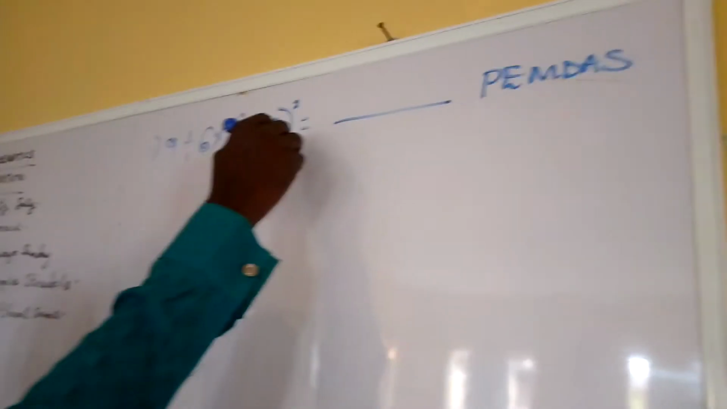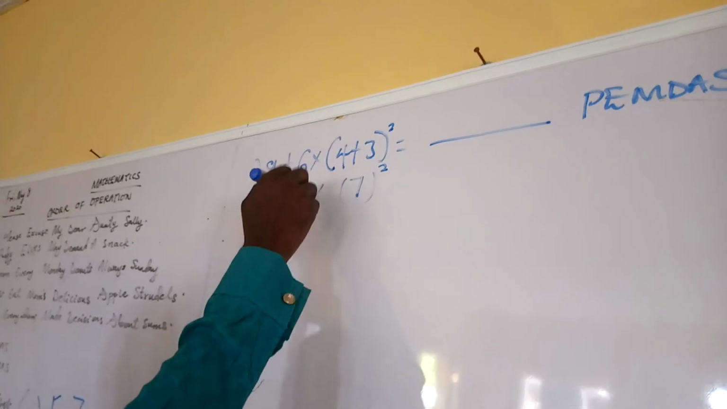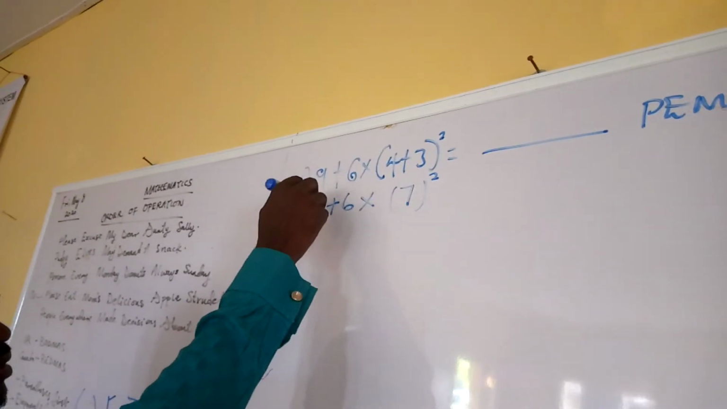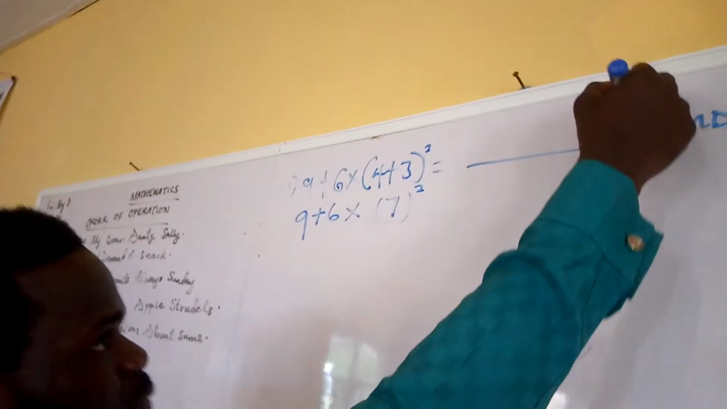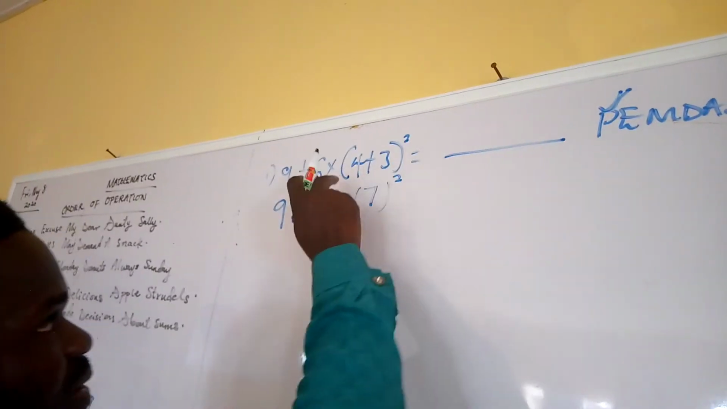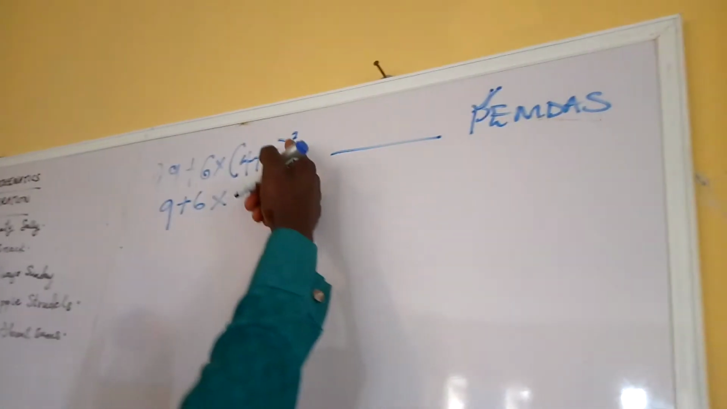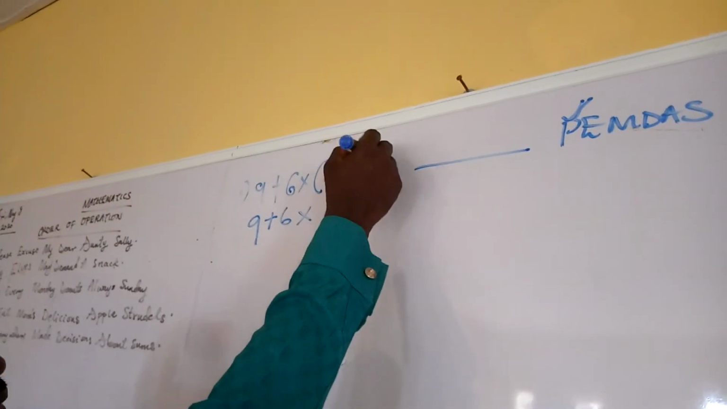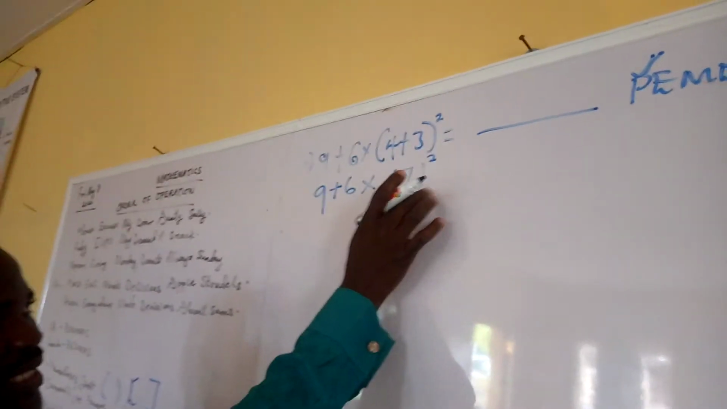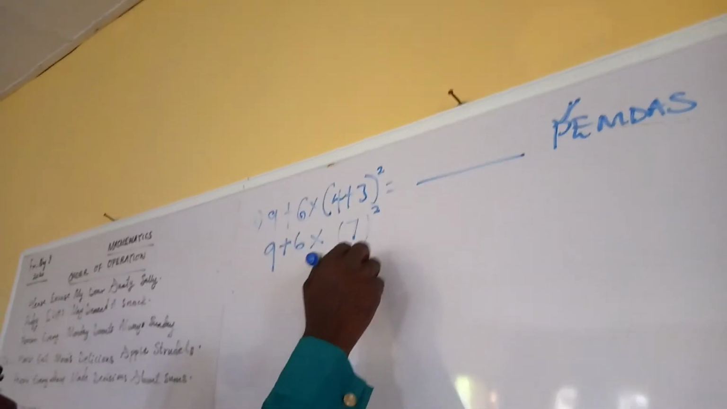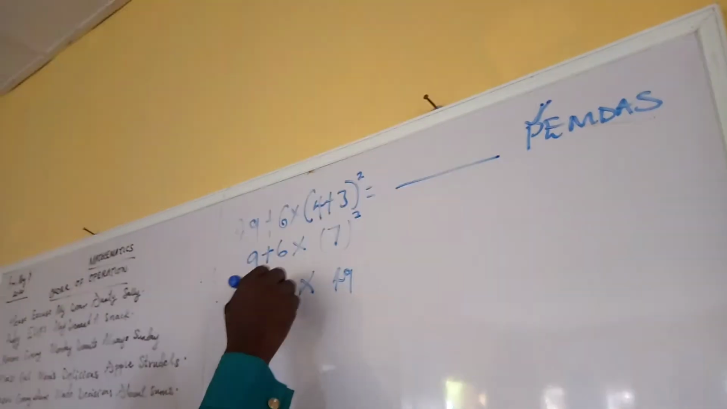Then you bring down your exponent again. Then you rewrite everything. And we have utilized our P, which is our parentheses. Then the next thing we should look at is our E. Do we have exponent there? Yes, this 2 is our exponent. So we solve for this. 7 times 7 is 49. Then you write everything again.